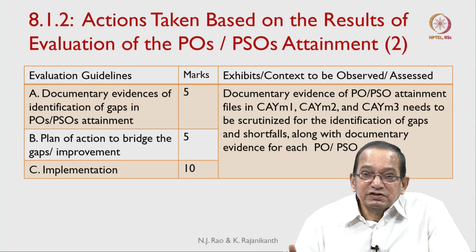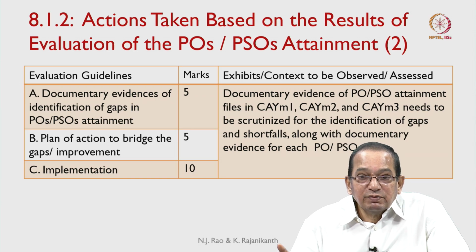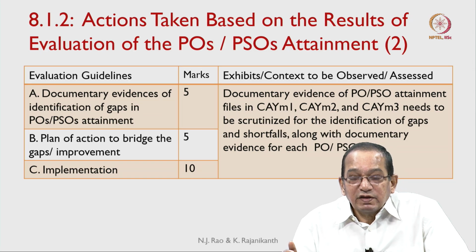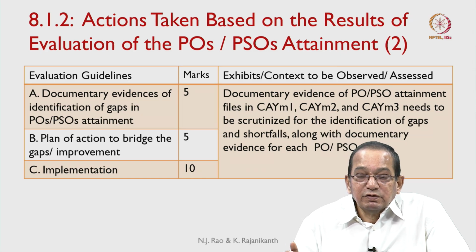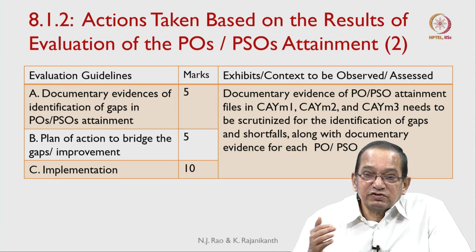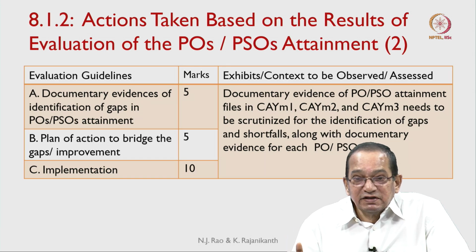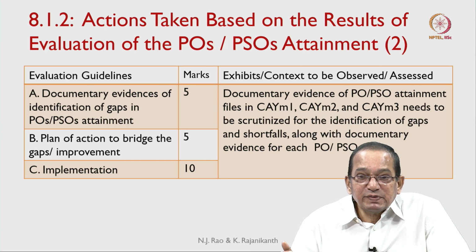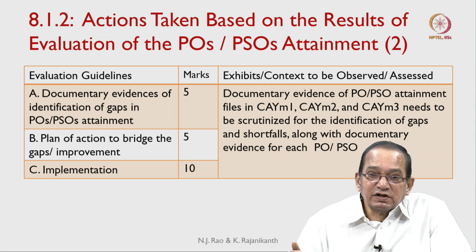As you know, the implementation plan must be specific, doable, measurable, and it must be a clear activity. For example, if there is some problem with the attainment of, let us say, PO9 on communication skills, simply telling the students that you must improve your communication skills is of no use. So, some specific action plan you must include.